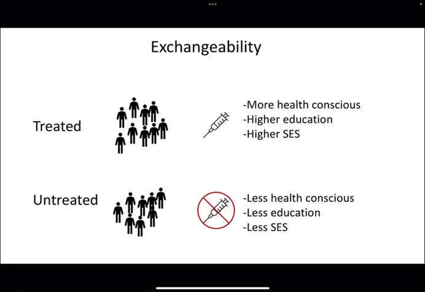Those who decide to get treated might be of higher socioeconomic status. They might just have a bunch of traits that are involved with their decision to get vaccinated. And that could lead to these two groups not being comparable. And all of a sudden, if one group gets sick a lot more often, it's hard to say whether that's because they got vaccinated or not.